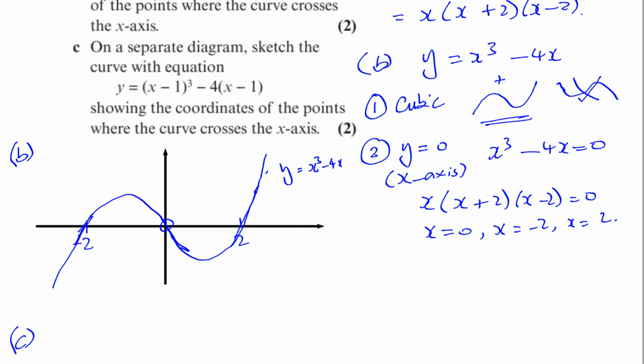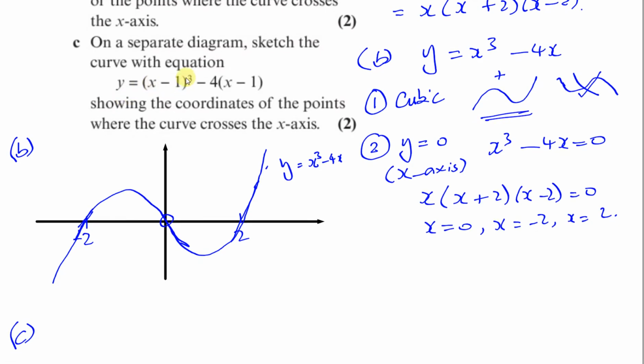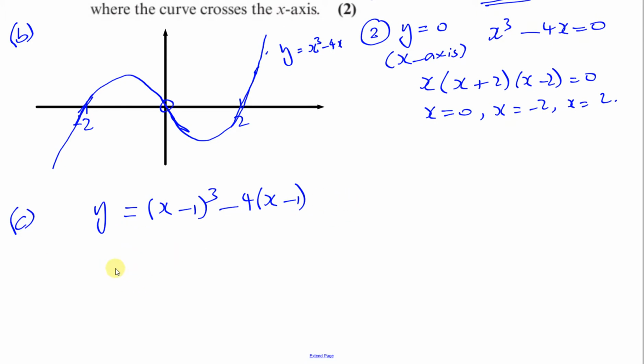Now part C tells us, on a separate diagram, to sketch the curve with the equation y equals (x minus 1) cubed minus 4 times (x minus 1). Now this particular equation, if you compare it to the original equation, y equals x cubed minus 4x, that's what's drawn up there. Now how does this become that? You don't have to expand all this and then sketch that new cubic function. You can see there's a connection between these. Normally when you have to sketch another curve in the same question, there will be some connection that will help you to sketch it without much difficulty.